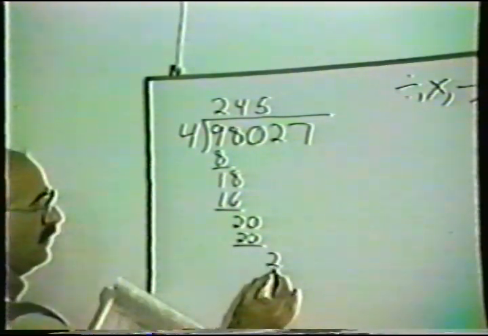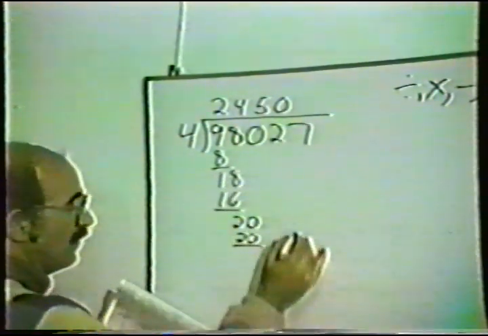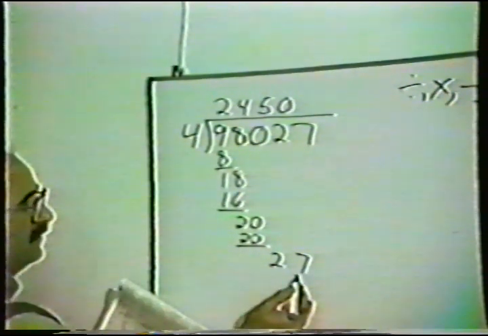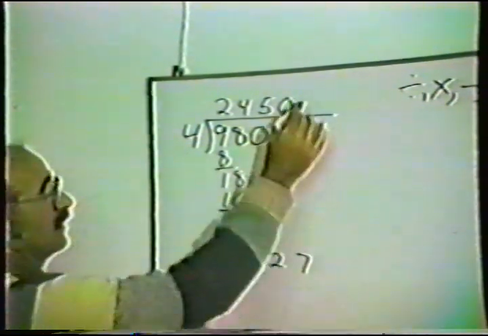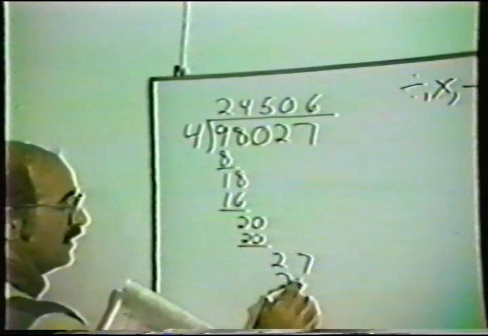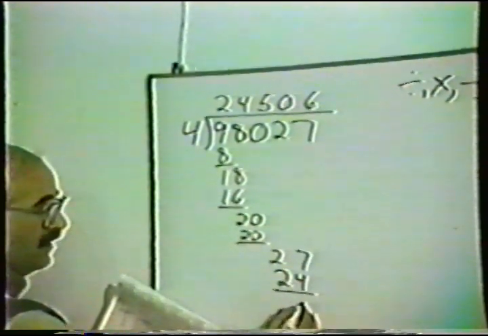4 into 2 is 0. Put up the 0, bring down the 7. 4 into 27, 6, because 6 times 4 is 24. 7 take away 4 is 3.